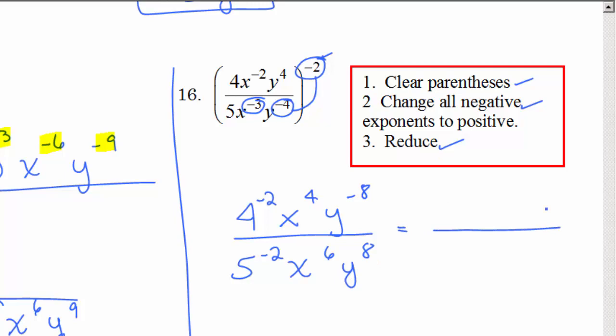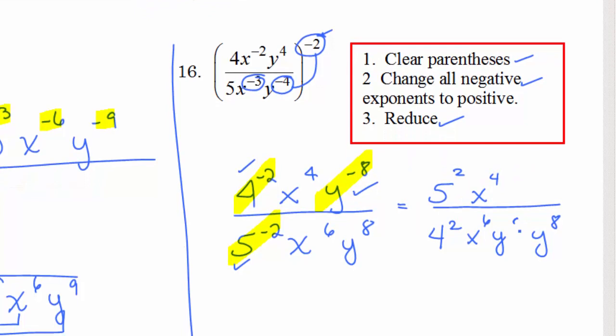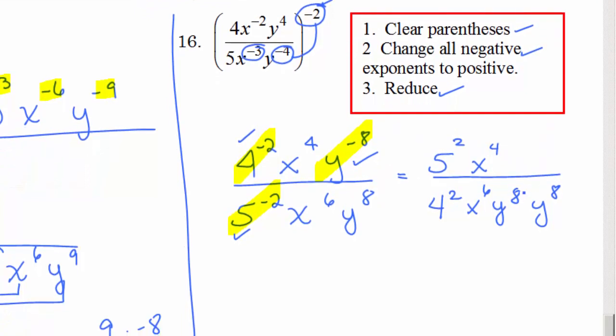Now I'm going to change all negative exponents to positive, which means that one, and that one. How do I change them? I move them. So this was upstairs, so it goes downstairs. This was downstairs, it goes upstairs. And this goes downstairs. Well, what about everything else? It stays exactly where it was. All right. Now, reduce, clean it up.